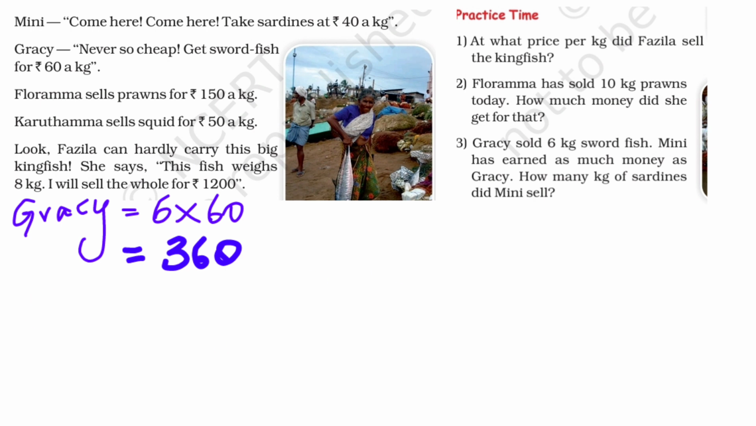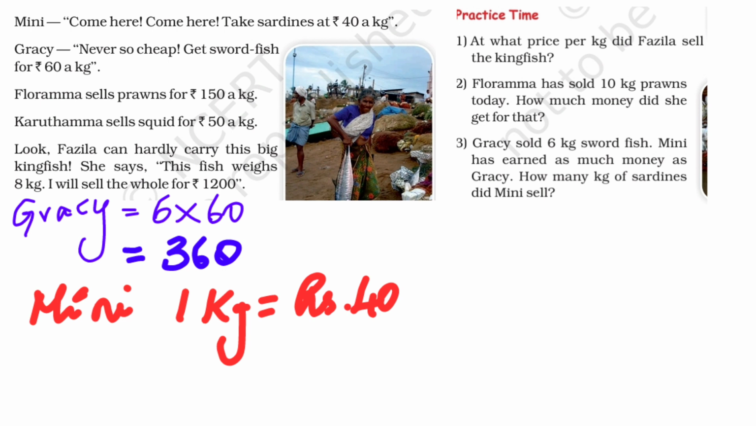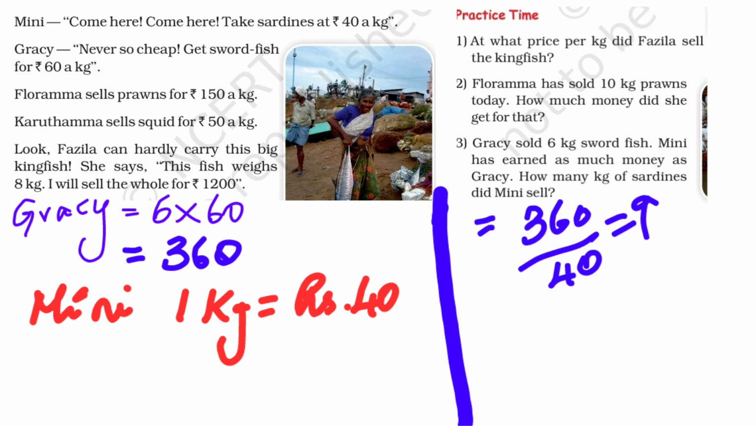So Minnie has sardines at 40 rupees per kg. So we need to divide 360 by 40, which is 9. So Minnie has sold 9 kgs of sardine fishes.